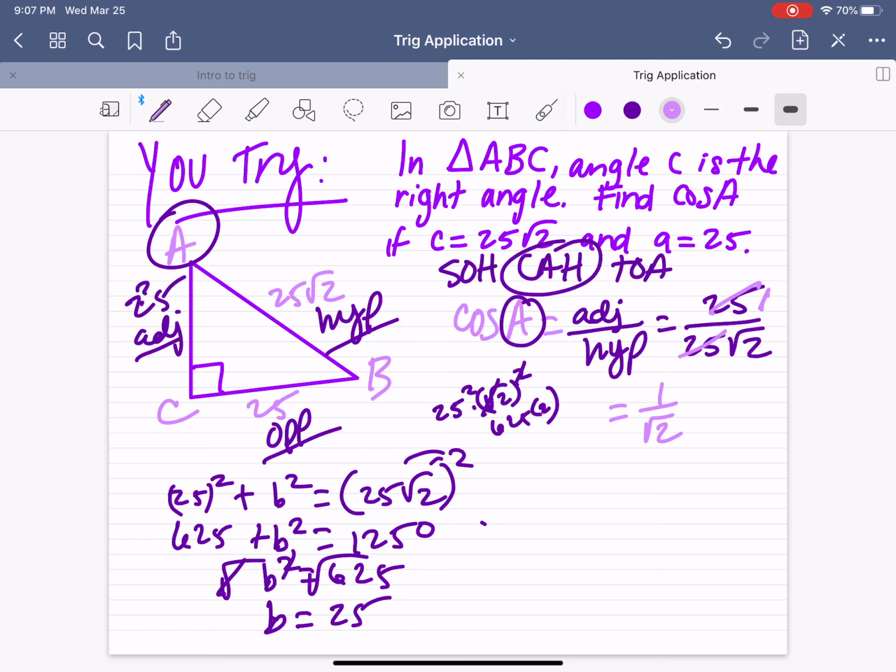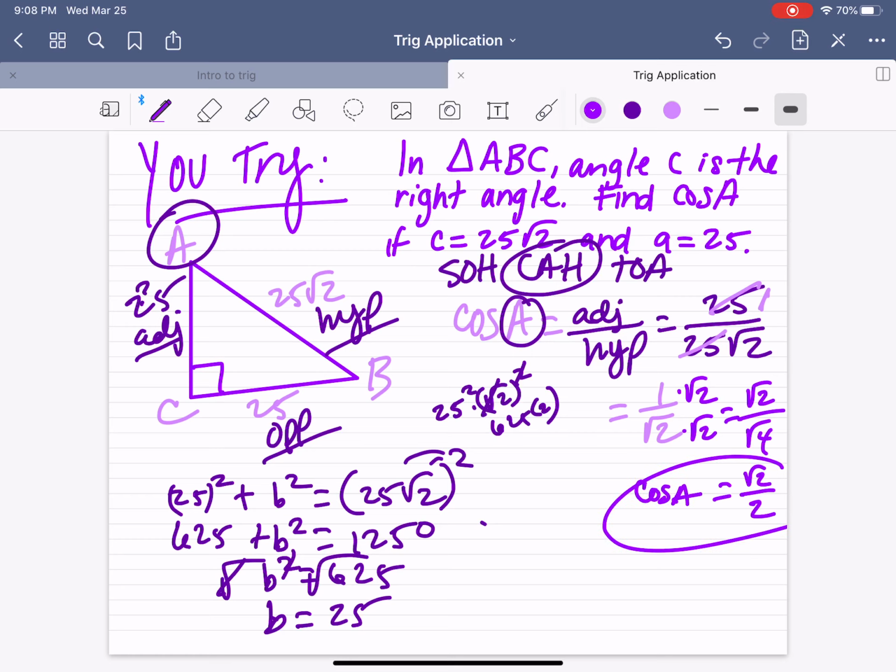So now let's rationalize. To rationalize, you multiply both numerator and denominator by root 2. Your numerator, 1 times the square root of 2, is square root of 2. The denominator, square root of 2 times square root of 2, is square root of 4. And of course, that's a perfect square, so it's 2. Notice that we simplified it, we rationalized it, and our answer is square root of 2 all over 2.